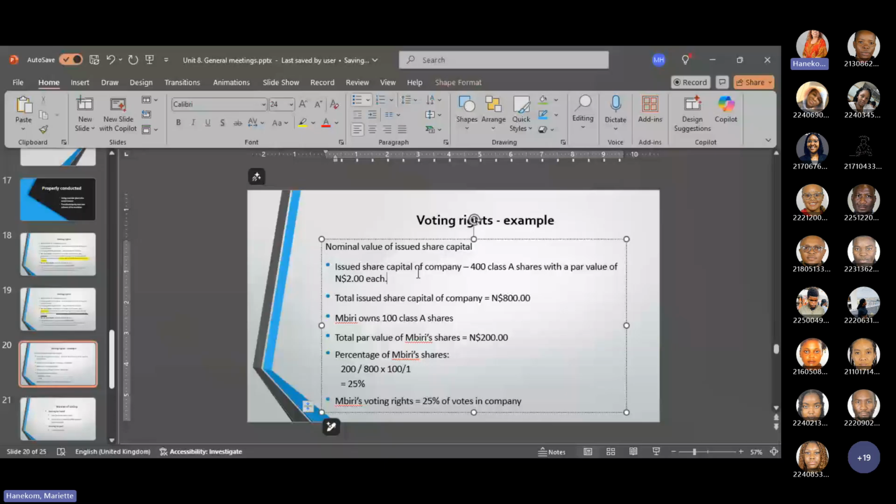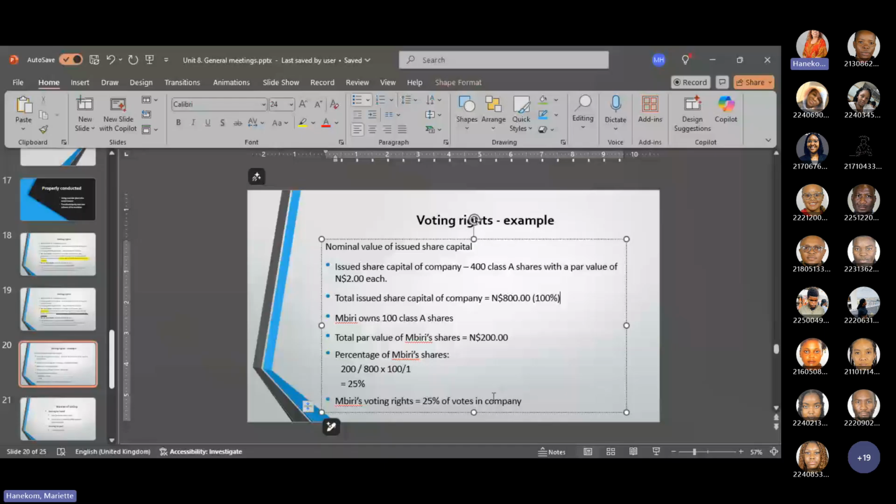I will give you the information of what the issued share capital is. This is a very simple example. Let's say the company has issued 400 Class A shares with a par value of $2 each. To calculate the value of the total issued share capital, you simply do the maths. 400 shares with a nominal value of $2 each gives you 400 times $2, that gives you $800. So the total issued share capital of the company is worth $800. The total, obviously, is 100%. A total is always 100%.